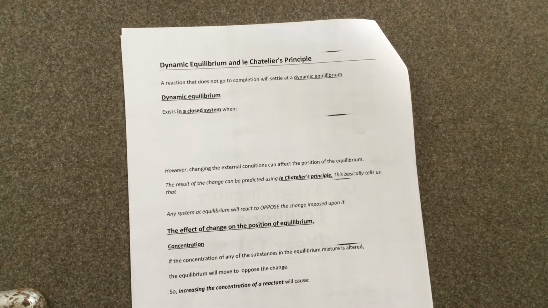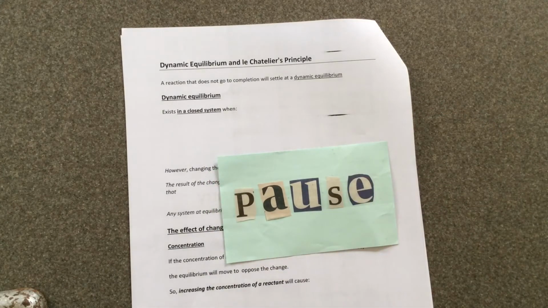What I'd like you to do to begin with is think back to that first video. We said that we had to have two things in place for a reaction to be in the state of dynamic equilibrium. One of those was to do with rate, and one of those things was to do with concentration. Have a think, pause the video. What are the two things which need to be in place for a reaction to be described as being in dynamic equilibrium?